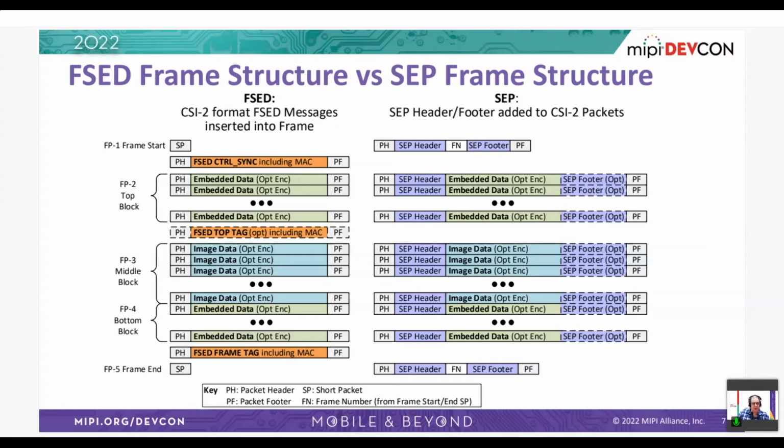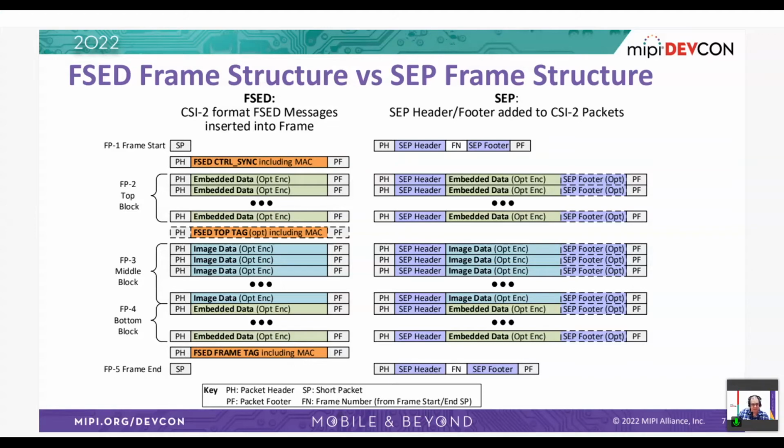We've got two options. One is that we can split the entire frame in two parts. The top block, we can have a MAC which just verifies the top block, so you can verify the top block before you do further processing. And then you'd send the frame tag at the end, which would cover the middle block and the bottom block, FP3 and FP4. So that's one option. The other option then is that you don't have that top tag. You just have the frame tag at the end, and it includes a MAC which covers all the message.